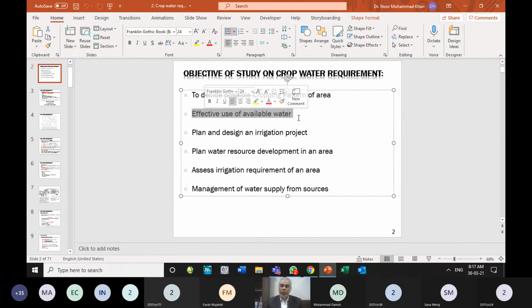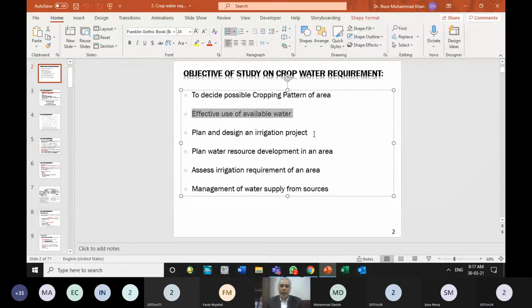If we don't know the water required by each crop, then we will be giving water to the farmer at our wish, arbitrarily. That will not match his requirement. Either we will be supplying more water or less water. So for effective or efficient use of water, we need to know the crop water requirement.